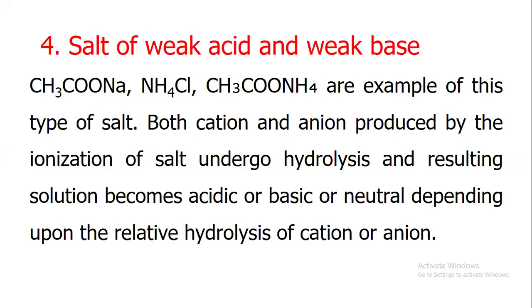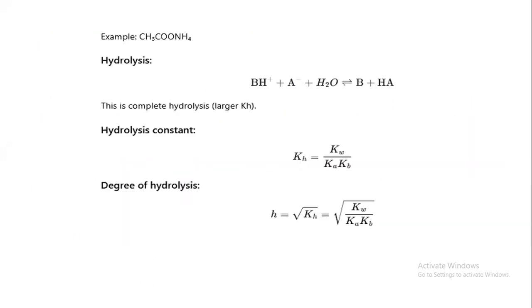Salt of weak acid and weak base: sodium ethanoate, ammonium chloride, ammonium ethanoate are examples of this type of salt. Both cation and anion produced by the ionization of the salt undergo hydrolysis, and the resulting solution becomes acidic, basic or neutral depending upon the relative hydrolysis of cation or anion. Hydrolysis constant Kh is equal to Kw over Ka Kb, and degree of hydrolysis h is root over Kw over Ka Kb.